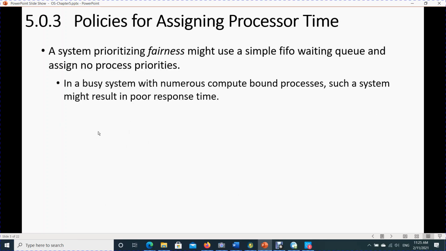A system prioritizing fairness would use a simple first in, first out waiting queue, would not assign any special priorities to any of the processes. If a system is busy and has lots of compute-bound processes, a system like this would probably end up with poor response time.